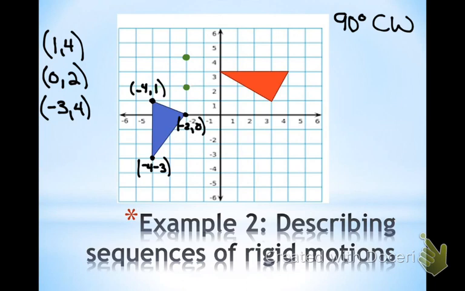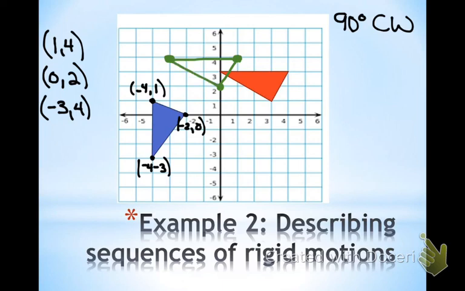wait, hold on. Did I do something wrong? Yeah, I plotted the over 1 up 4 goes here. Oh my goodness. Sorry guys. All right. I don't know what I was thinking. And then 0, 2, and then negative 3 up 4. Okay, so now I've rotated it, and now my figure is in the same direction.